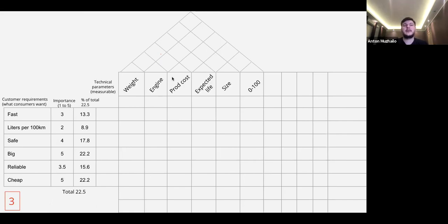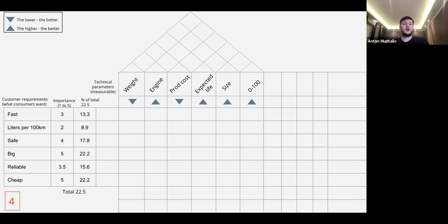Then you're thinking about the technical parameters. So what are the technical parameters of this? It might be the weight of a car, right? It can be what kind of engine, what will be the production cost of a particular car, what is the expected life, it may be 10 years, 12 years, 15 years, 5 years, what will be the size of a car, and, for example, how much time it will take to speed up from 0 to 100. Okay, so there will be the 6 technical parameters. So now we'll be trying to align technical parameters with the customer requirements.